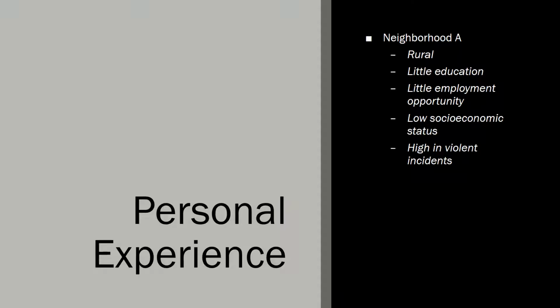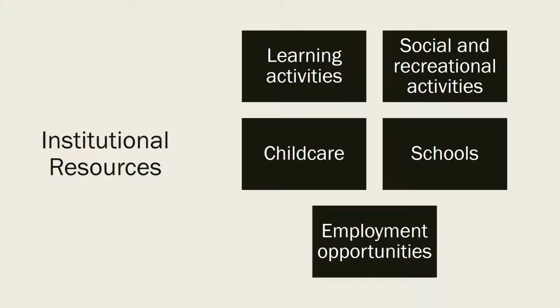How does all of this affect a child's development, though? Well, let's go back to the reading for that. The article this week tells us that institutional resources are things such as learning activities, social and recreational activities, childcare, schools, and employment opportunities. Based on what I told you about Neighborhood A, we can see that it has many of these components that could be affecting the children's development.